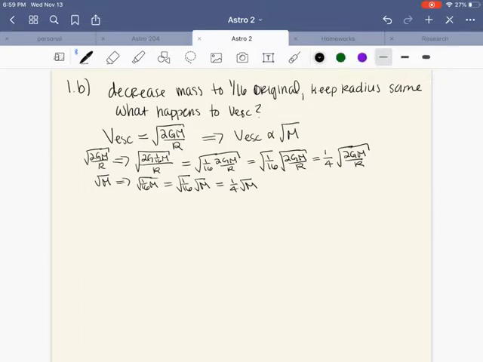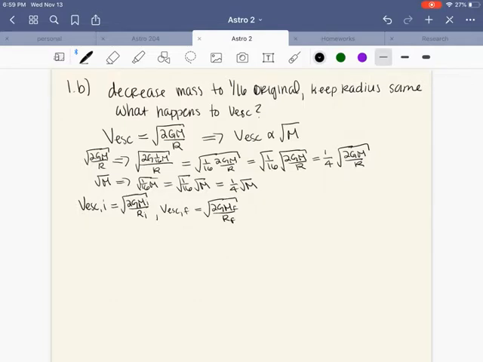In the same way that we did stuff in the last quiz, where we did these ratios between star A and star B, but now instead of star A and star B, I'm going to do ratios between my initial state and my final state. So I'm going to say my V escape initial is equal to root 2G initial mass over initial radius, and my V escape final is equal to root 2G final mass over final radius.